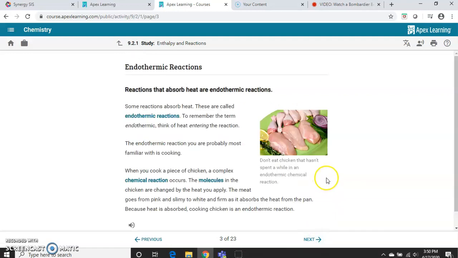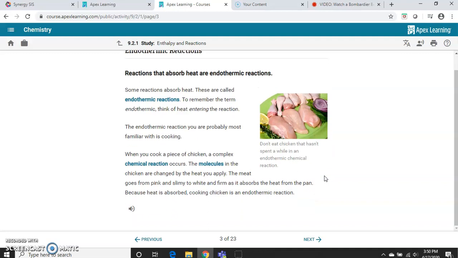But the opposite we have is endothermic. It's going in. That's kind of how I remember it, even though the spelling's a little different. So the heat is going in, entering the reaction. And probably the most common of all of them is cooking. You have to put heat, like from the stove or the oven, into the chemical reaction to form the food. So that's endothermic.